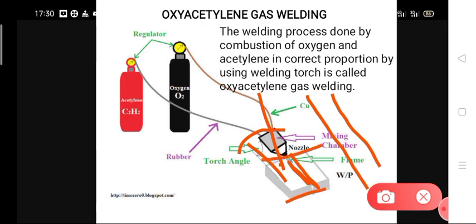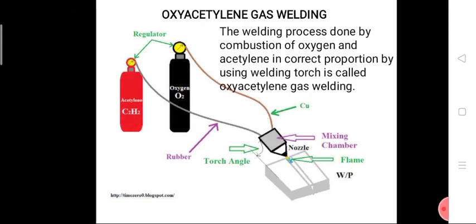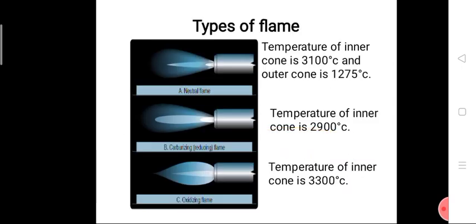First, the end is welded. After the end is welded, we traverse left to right and right to left, so that the whole welding process is performed. This is the process of oxyacetylene gas welding. Next, there are three flames generated in oxyacetylene welding. The first one is the neutral flame, the second is the carburizing flame, and the third is the oxidizing flame. All the flames have different applications, which are presented in the next slide.